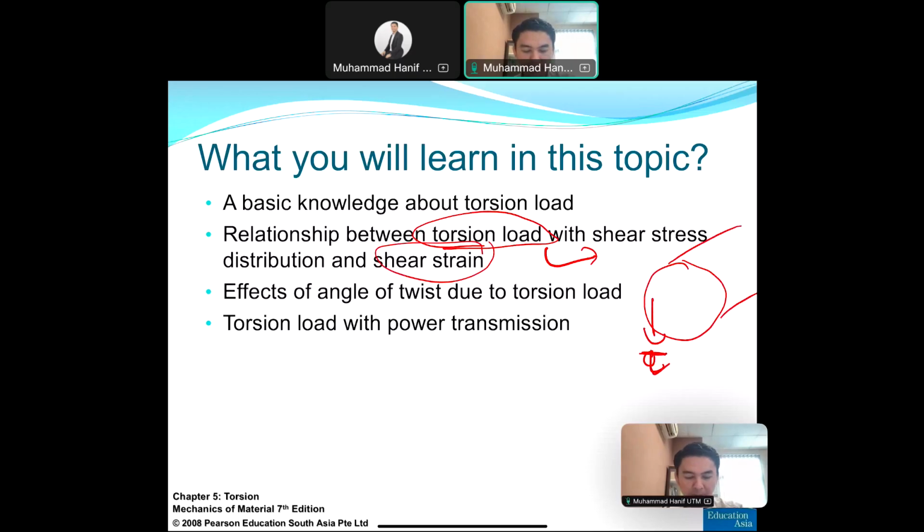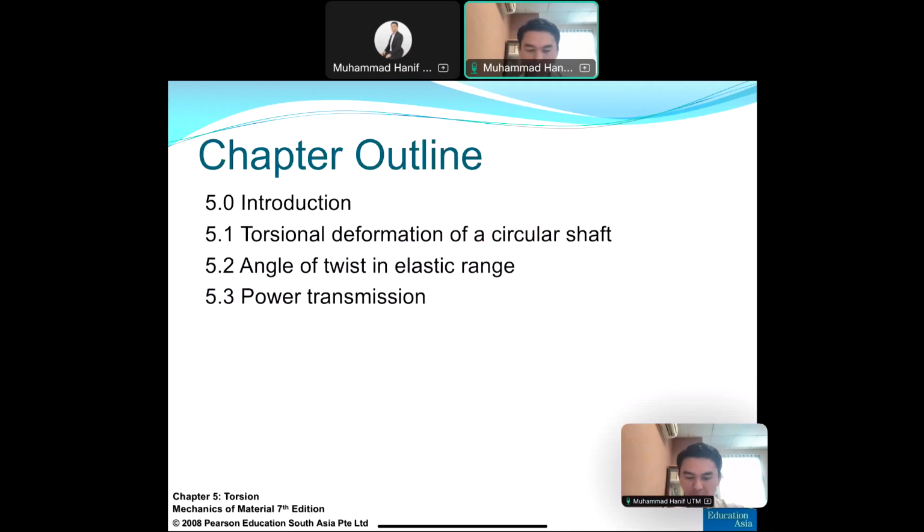Okay, and the next one is the effect of angle of twist due to torsion load. And the next one is torsion load with power transmission. So in this video, I will cover part 1, maybe until the relationship between torsion load and shear stress distribution and shear strain.